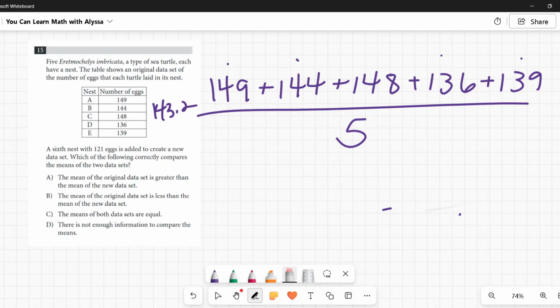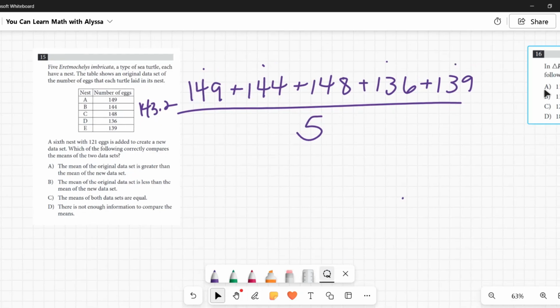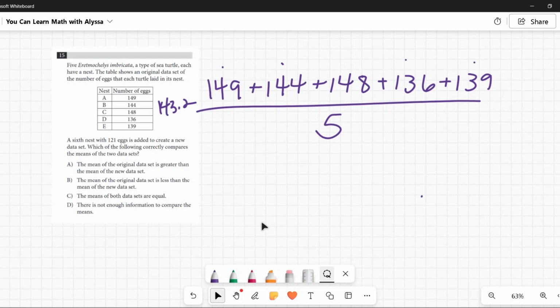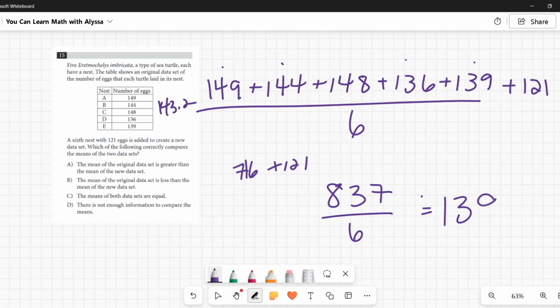Now, for the second data set, nothing has changed in those first 5 numbers. Let me move that out of the way. That's for the next problem. There we go. The only thing that's changed is we've added another data point, 121, and now we have 6 points. So as a little shortcut, I'll take that 716 from the previous one and add 121 to it. That is 837 divided by 6, and I get 139.5. So now I have the means of the 2 data sets.